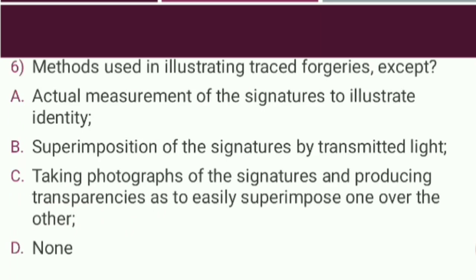Number 6. Methods used in illustrating trace forgeries, except letter A, actual measurement of the signatures to illustrate identity. Letter B, superimposition of the signatures by transmitted light. Letter C, taking photographs of the signatures and producing transparencies so as to easily superimpose one over the other, or letter D, none.